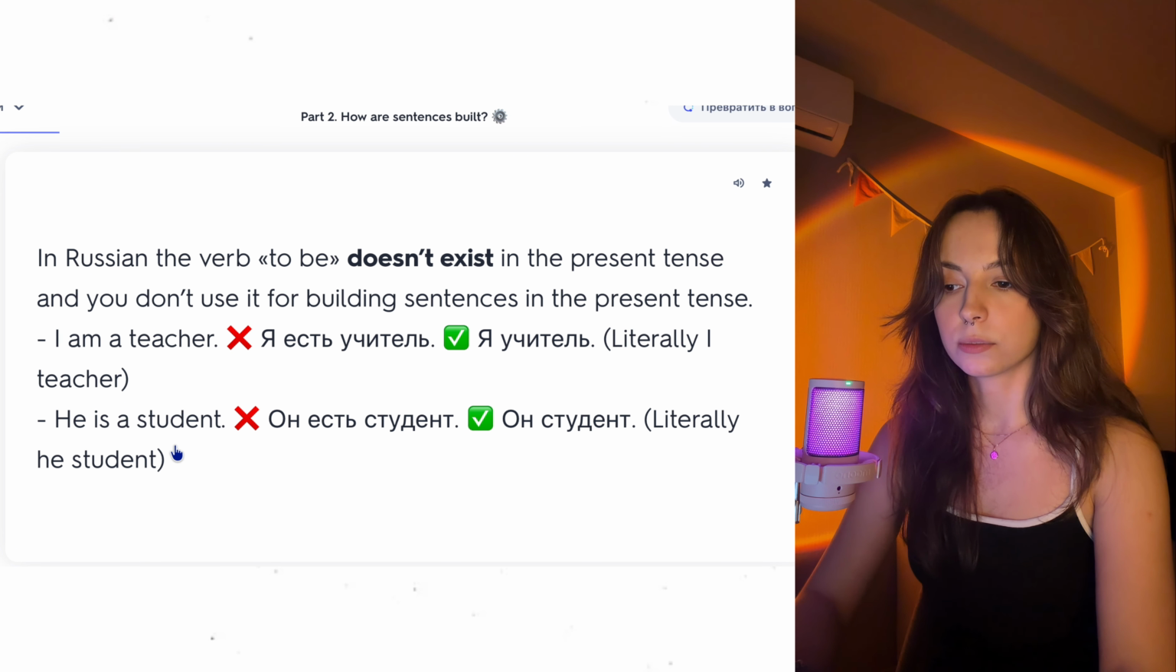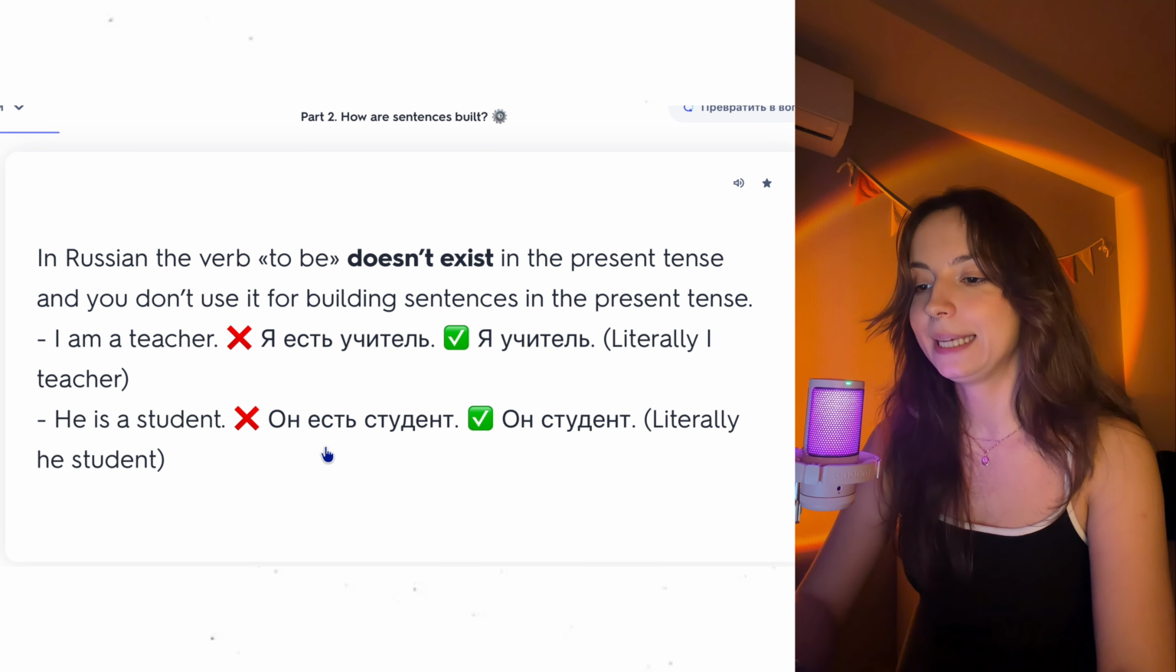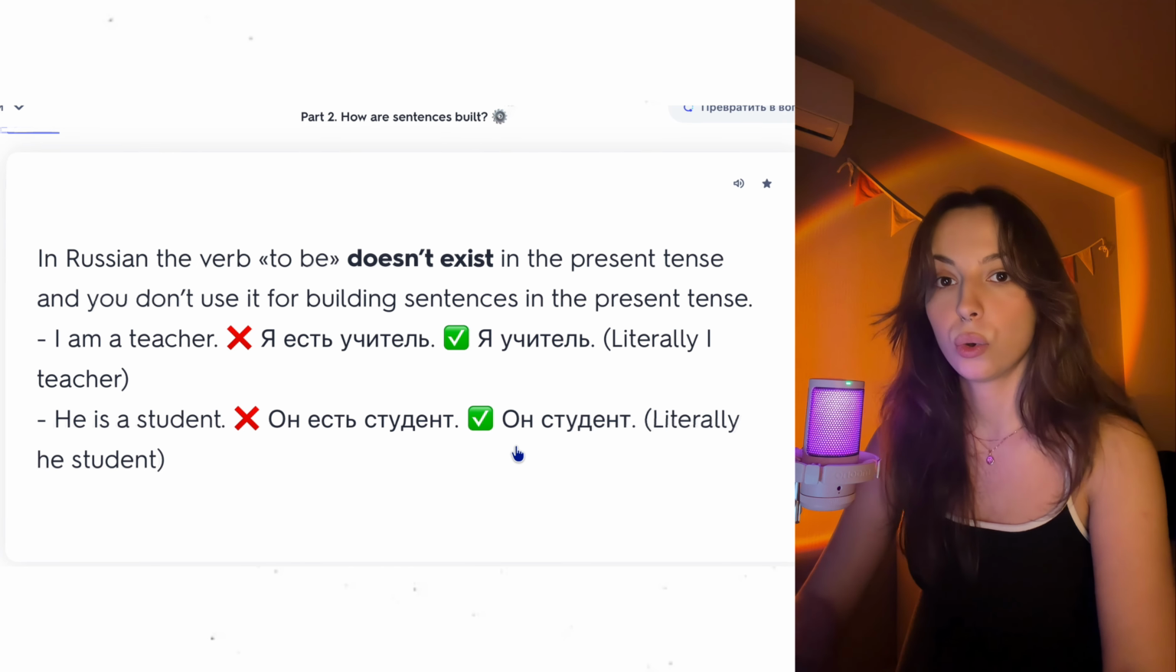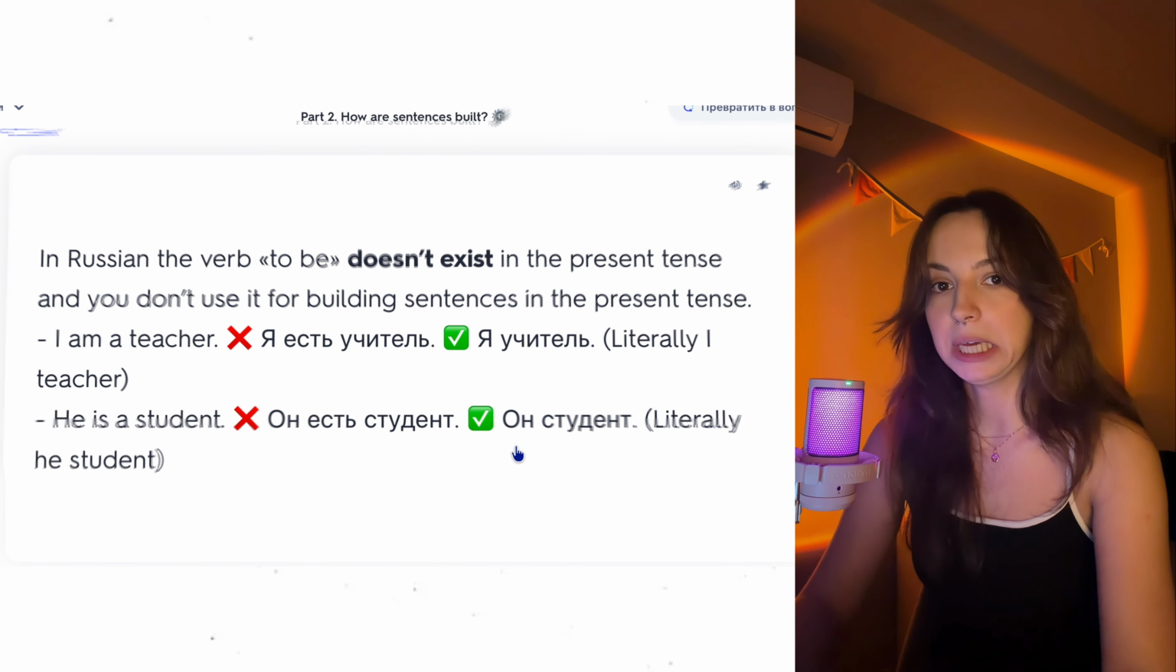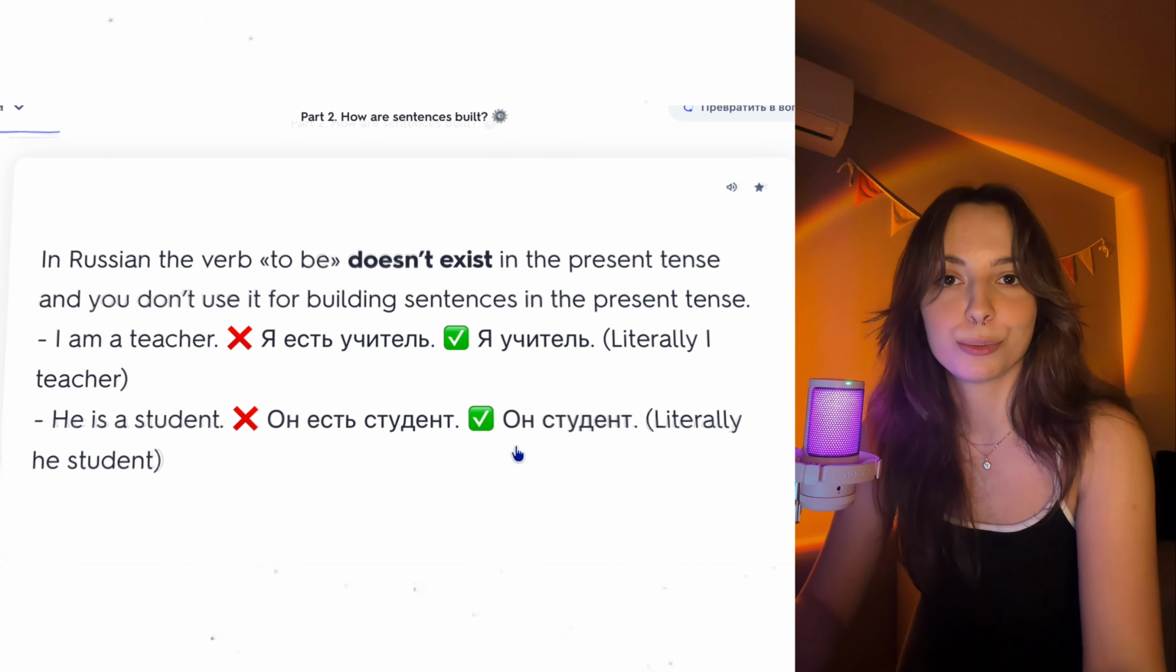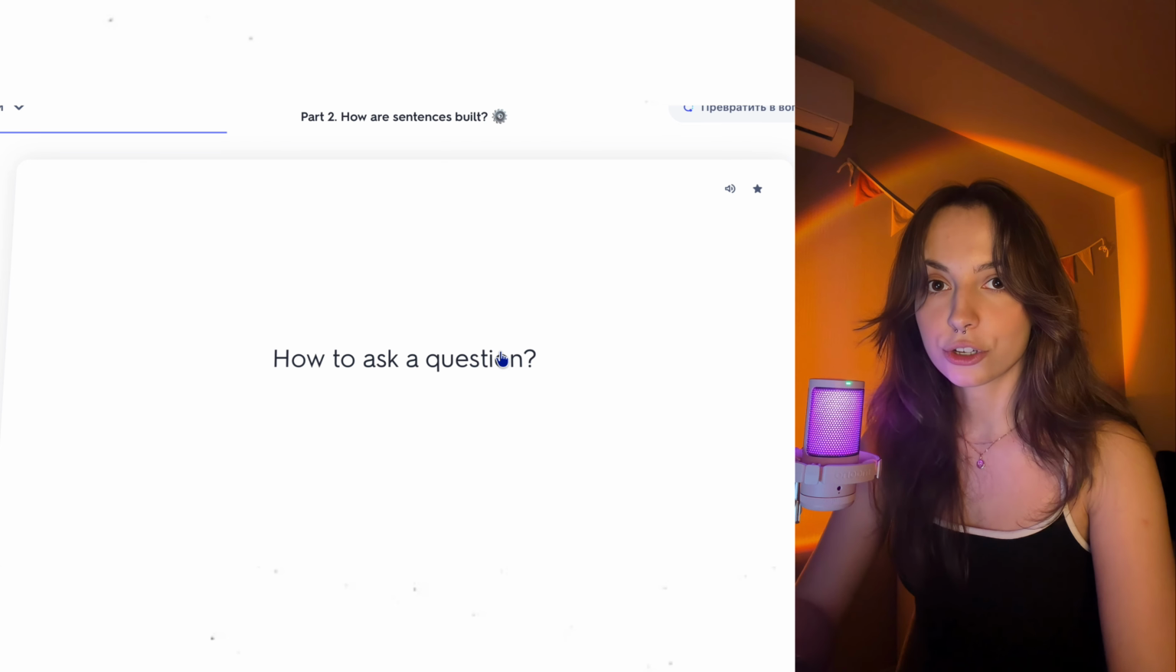He is a student. We won't say он есть студент. We will say он студент. Literally, he's student. This is it. Very simple.